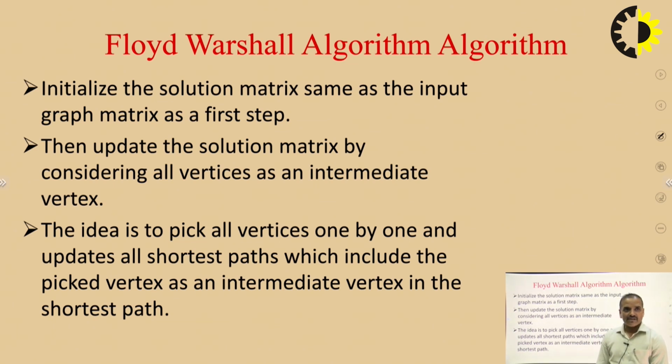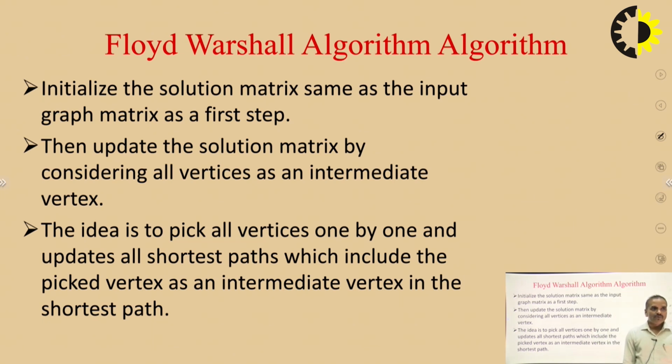Floyd-Warshall algorithm is basically used to find the distance between all pairs of nodes. In this case, initialize the solution matrix same as the input graph matrix as a first step. In the first step, we have to draw a matrix in which we enter the values of the edges, which are the weights of the edges. Then update the solution matrix by considering all vertices as an intermediate vertex.